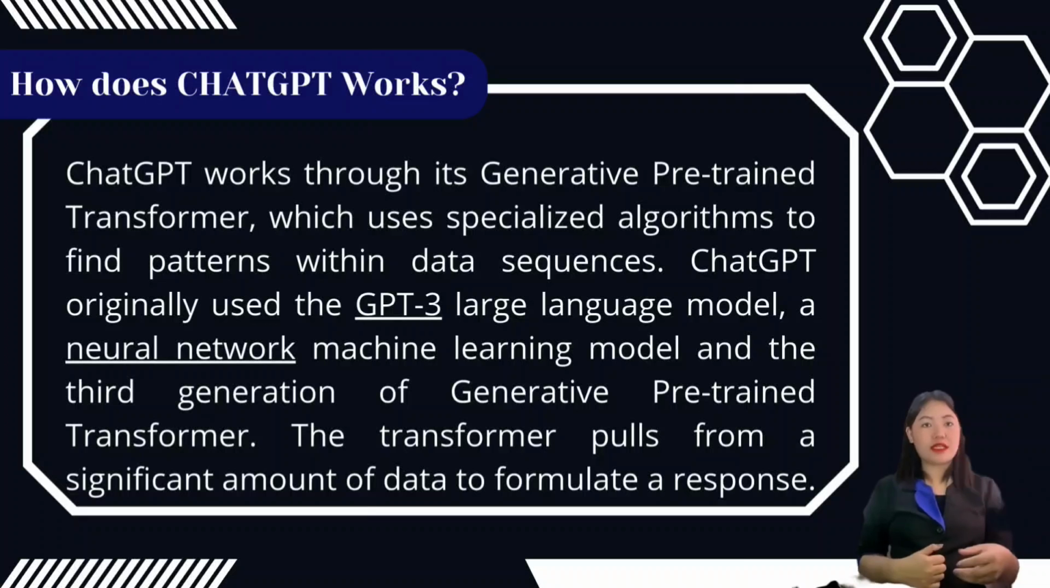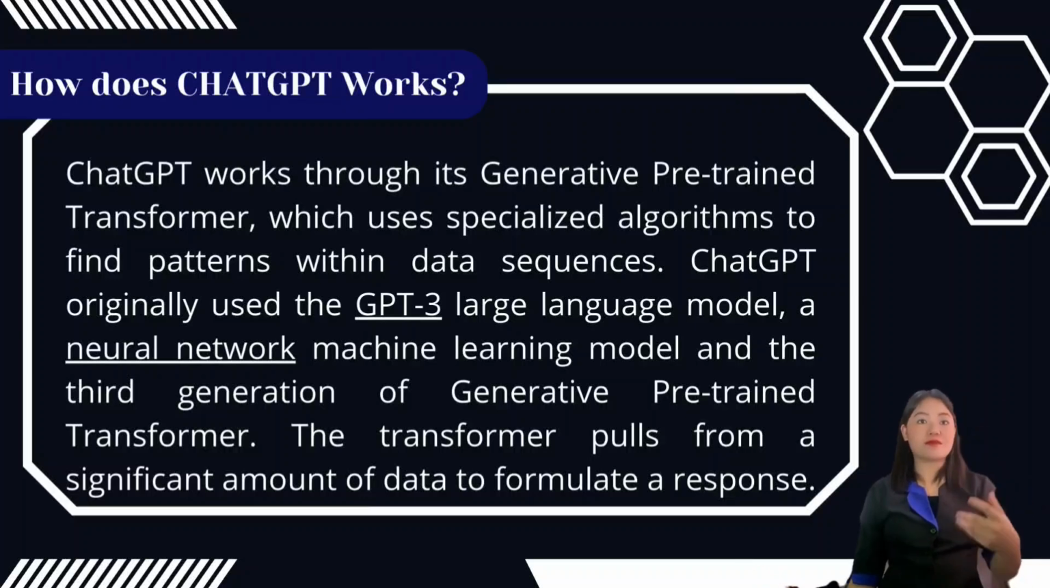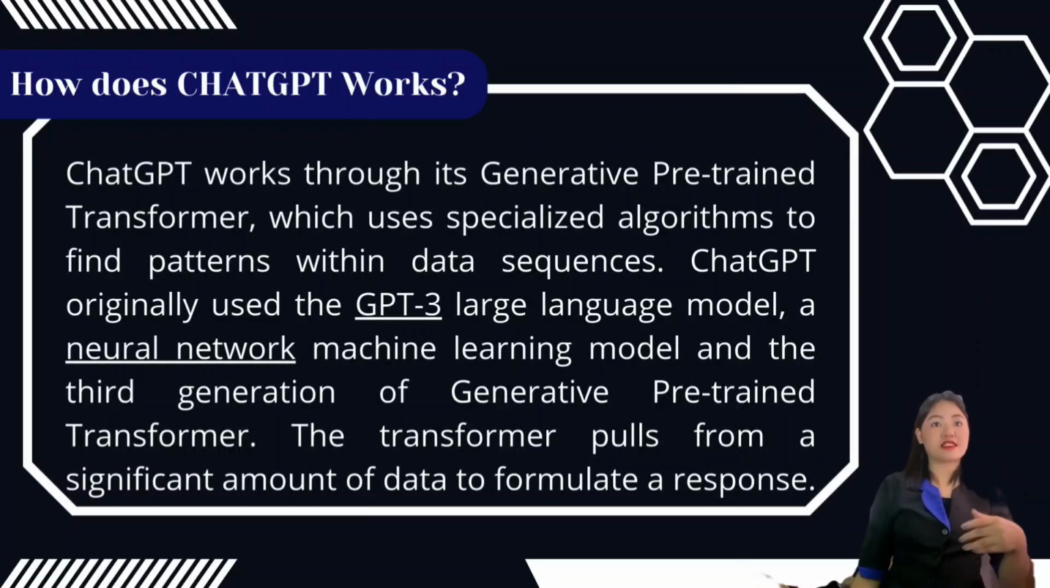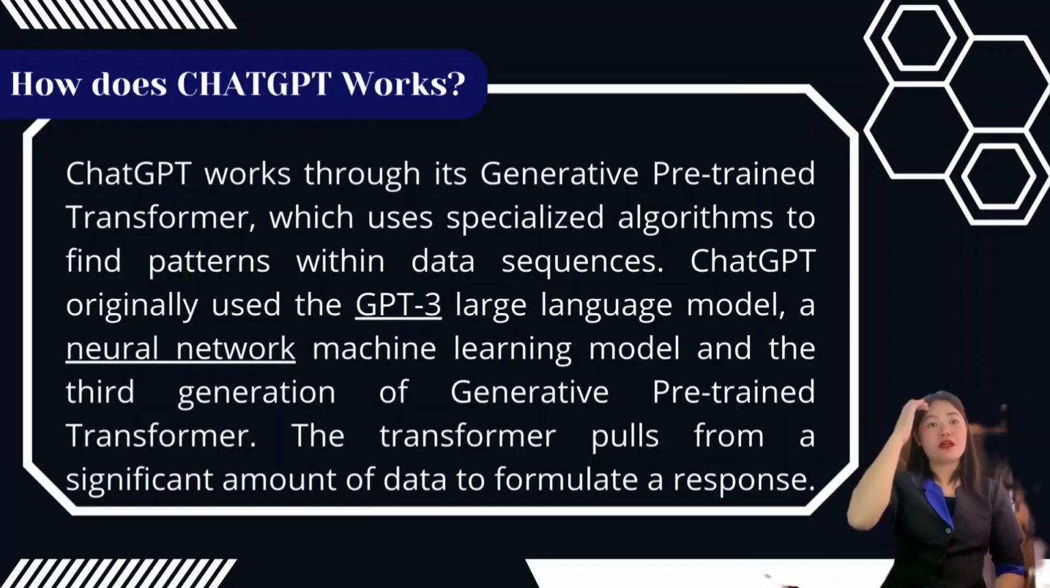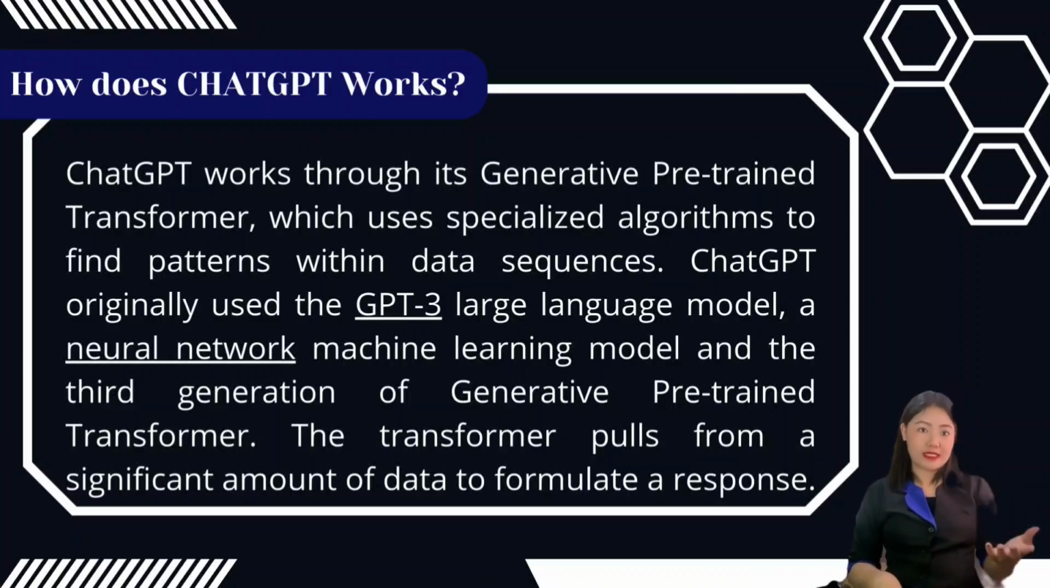Number 2. Specialized algorithms to find patterns within the GPT architecture. There are specialized algorithms that help the model understand and generate text based on patterns it finds in the data it's trained on. These algorithms allow ChatGPT to recognize words, phrases, and sentence structure, enabling it to generate coherent responses.